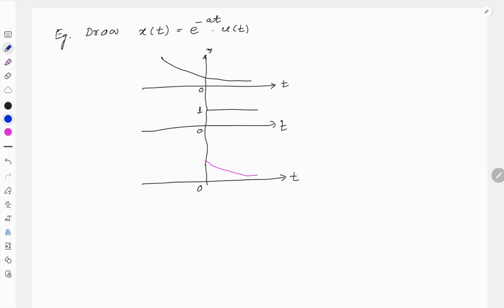And here if you look at the coefficient of e doesn't have any value, therefore by default it is 1. So if we have any value over here, let's say it is 2, in this case this amplitude will change to 2. So this is how we can draw exponential signal multiplied by unit step signal.